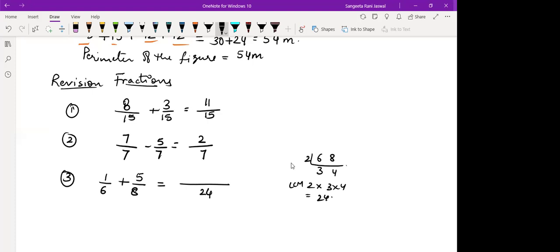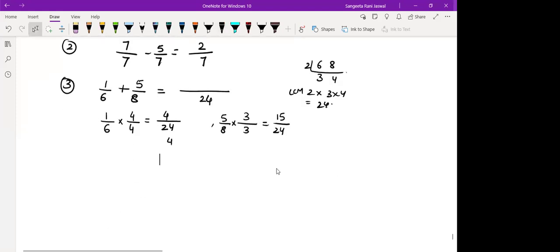Now, see here, 1 by 6, I want to make this into a denominator of 24. What do I do, children? Multiply. Yes. Multiply with 4. I will multiply both numerator and denominator with 4, so this will become 4 by 24. And to make 5 by 8 have denominator 24, I will multiply the denominator by 3, and the same will be multiplied with the numerator also. So that becomes 15 by 24.